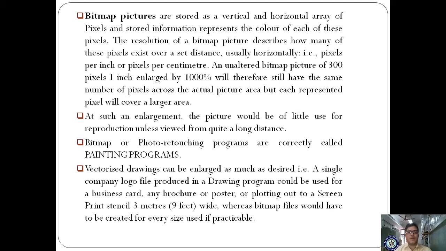The resolution of a bitmap picture describes how many of these pixels exist over a set distance. Resolution, in the sense of clarity of the image, depends upon how many pixels exist over a set distance. So if the pixels, those points, those dots, are very close, you are getting a good resolution picture. If they are far apart, you are getting somewhat distorted images. Usually it is measured horizontally, that is pixels per inch or pixels per centimeter.